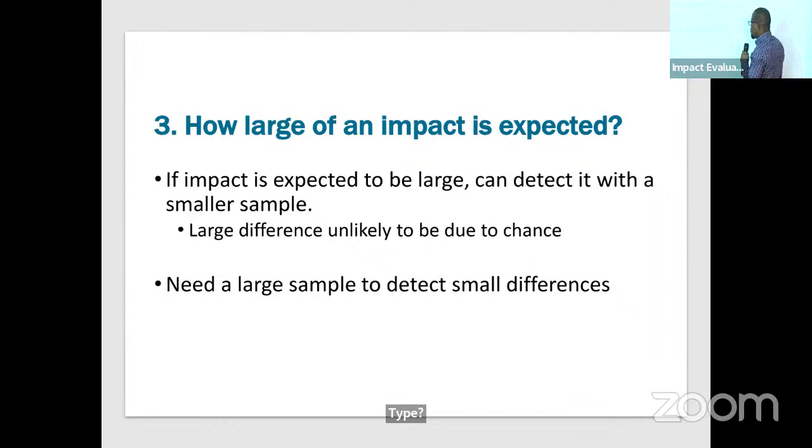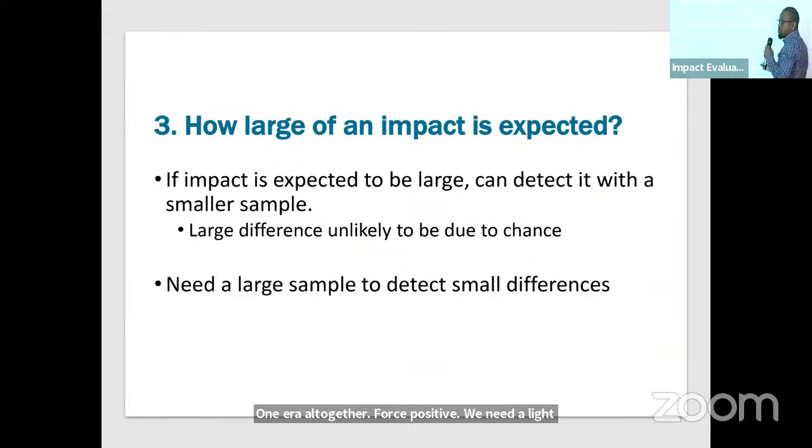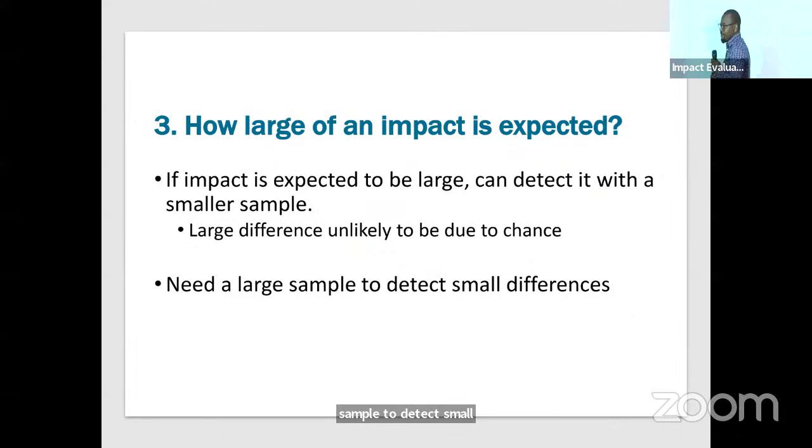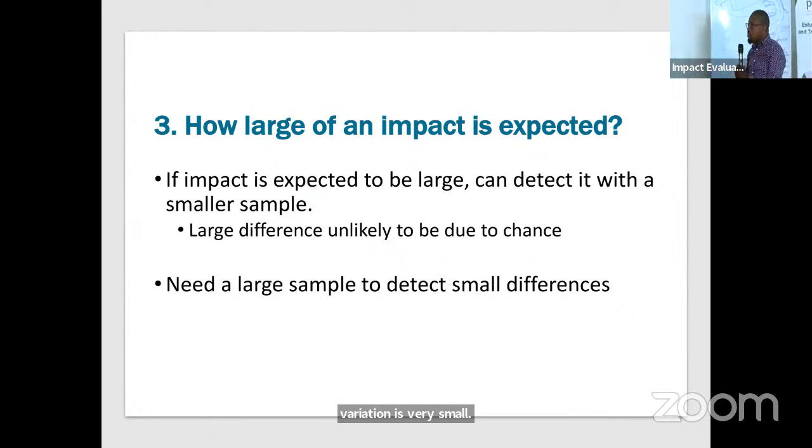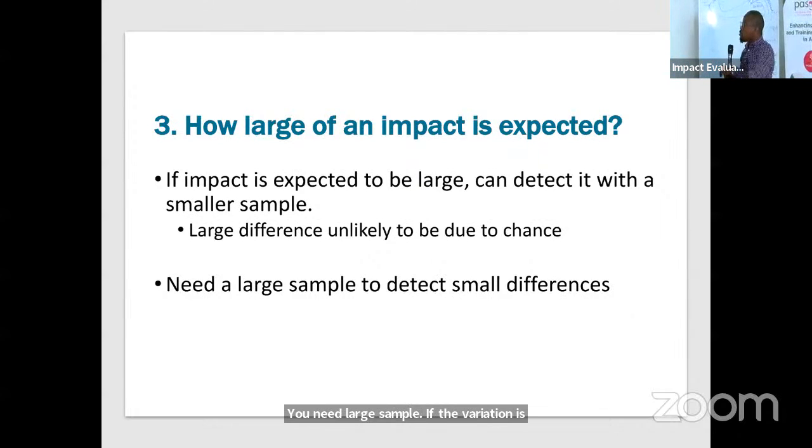False positive. We need a large sample to detect small differences. So if you have a small difference in your sample, the variation is very small, you need a large sample. If the variation is big, you need a small sample to detect what? The impact. Are we together? Online? Are you following?